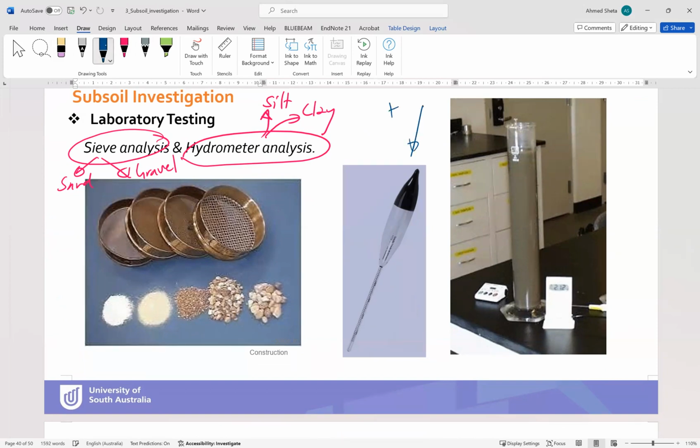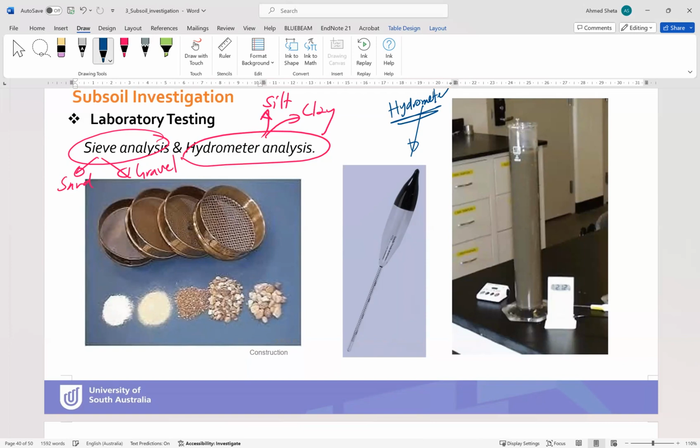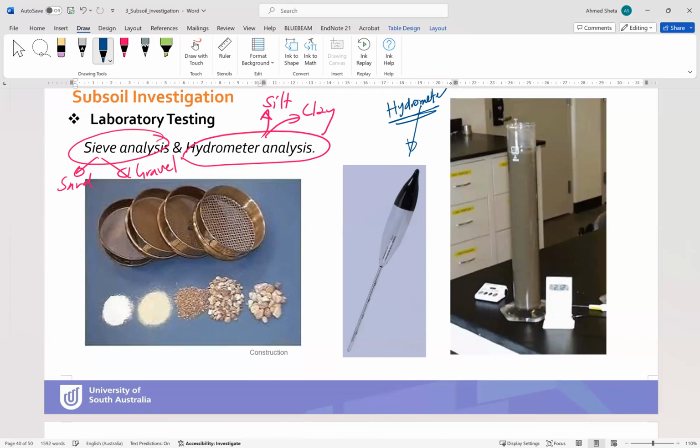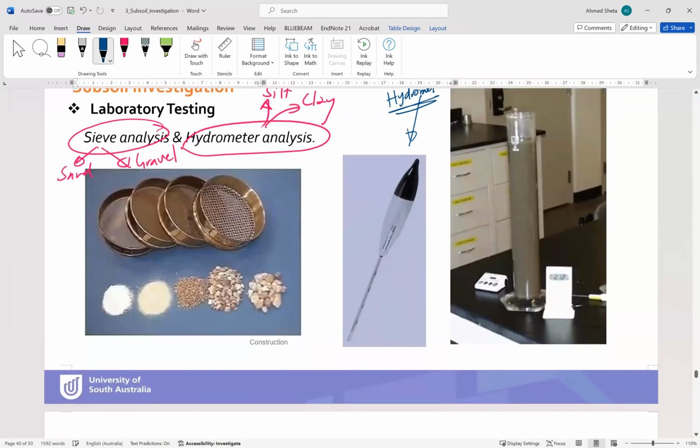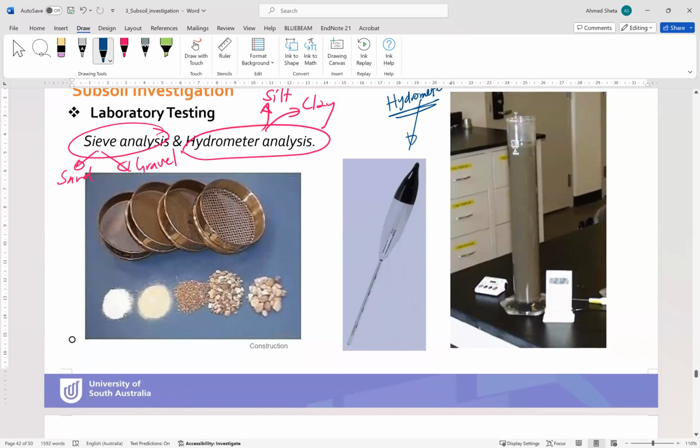This is the hydrometer itself, and this hydrometer is used for classifying, or investigating, the particle size of clay and silt. Okay, the technique of this method is, maybe I will add another slide here.